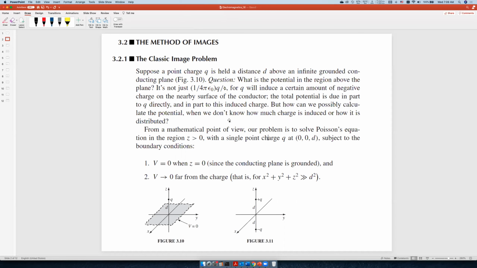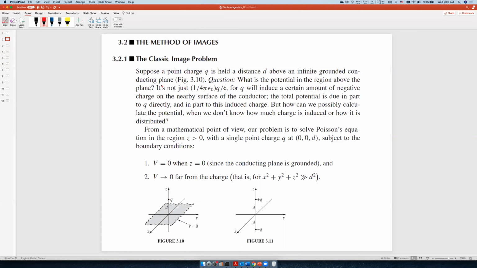Now, let's see a situation. Suppose a point charge Q is held at a distance d above an infinite grounded conducting plate. Now let's see this figure. You have a charge Q here, and then you have a plate which is infinitely large. It's a big plane, and it's a conductor. So now the question is, what's the potential in the region above the plane?